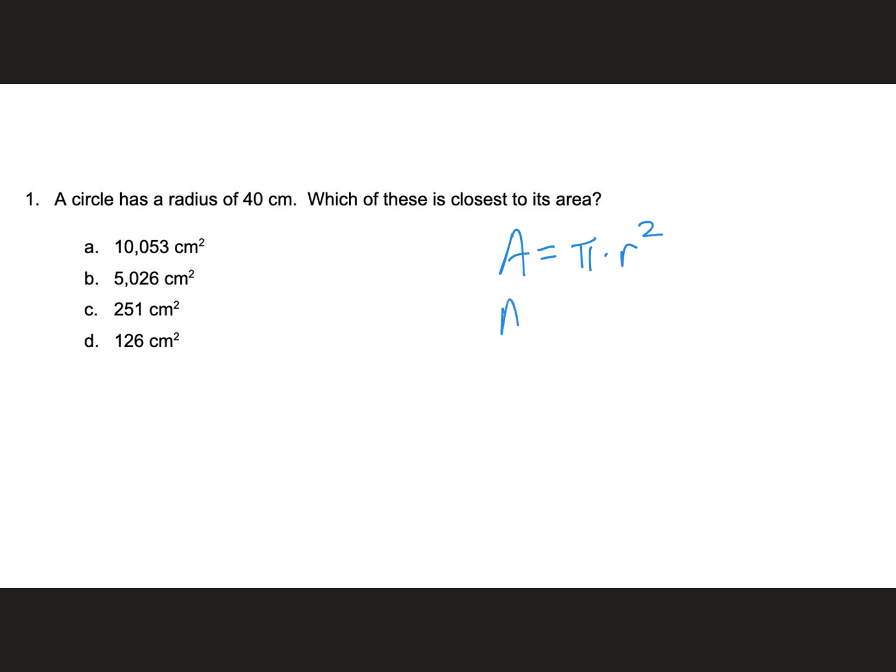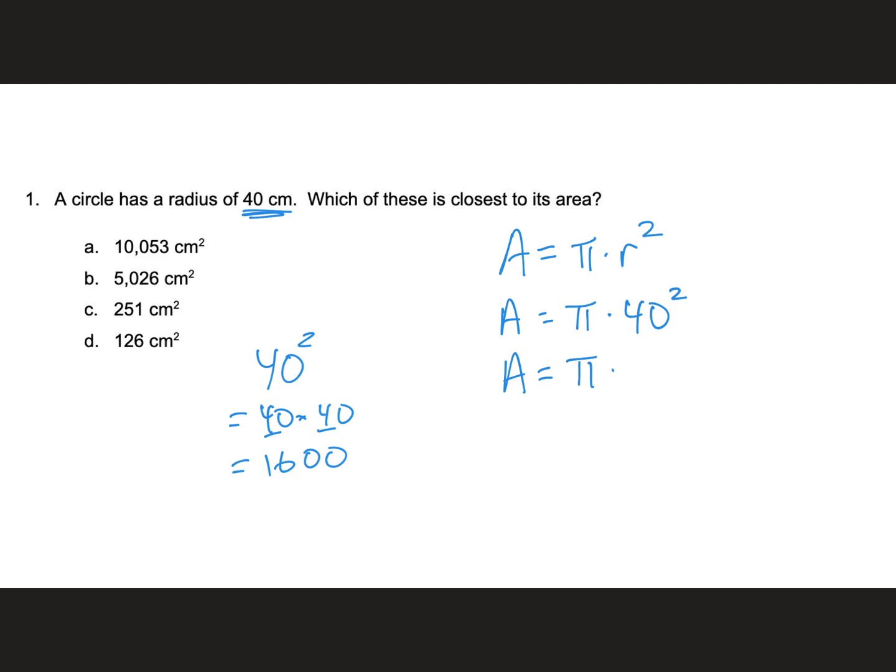Now, the area is going to be equal to pi times the radius, which is 40, squared. 40 squared is the same as 40 times 40. And 4 times 4 is 16, and I add 2 zeros. So my area is going to be equal to pi times 1,600. Now, which of these is probably the closest one to it?